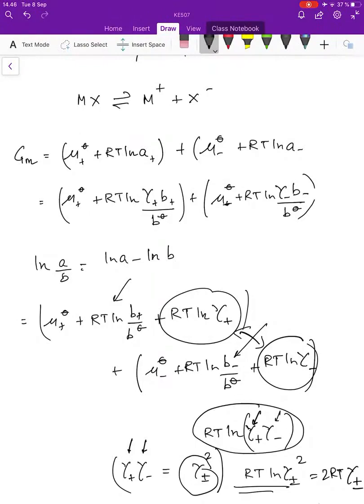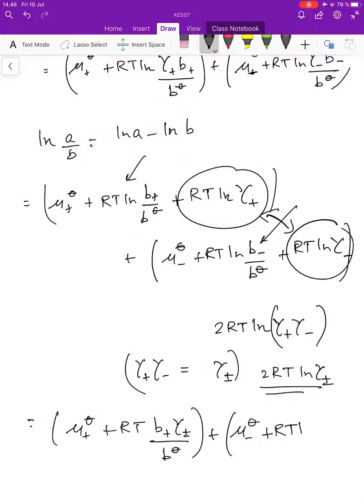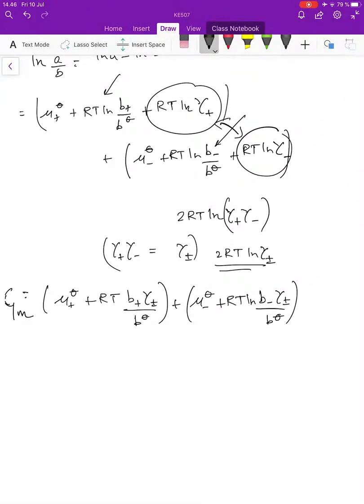If gamma plus gamma minus is written as gamma plus minus squared, and this 2 can eventually come out of the logarithm here, then you have two of these terms. One of the terms can go here, and the other term can go here, and what you get finally is the standard chemical potential of the cation plus RT log molality of the cation multiplied by the mean activity coefficient divided by the standard molality, plus the standard chemical potential of the anion plus RT log molality of the anion multiplied by the mean activity coefficient divided by the standard molality. So this is how you would write the molar Gibbs free energy of an electrolyte, assuming of course that it's a simple case where MX goes to M plus X minus.